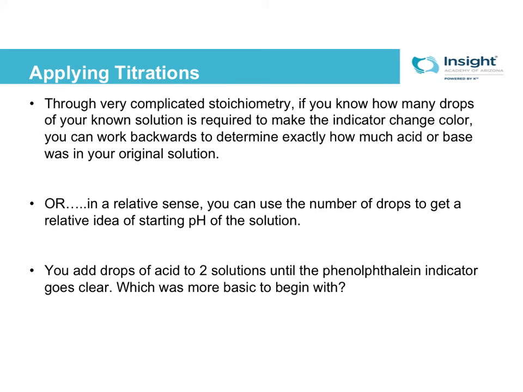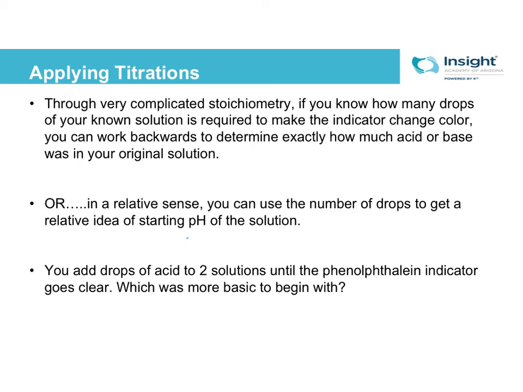Using an indicator, we can do some more complicated calculations to figure out unknowns, but you'll actually be doing it more in a relative sense. Just like the example on the last slide, if it's pink to start with, we know we're starting out basic. If it's clear to start with, then it's at least below 8.3. So you can think about things in a more general sense. If I add 2 drops of acid to a vial that was pink, and then it goes clear, then we started out basic, and not hugely basic.